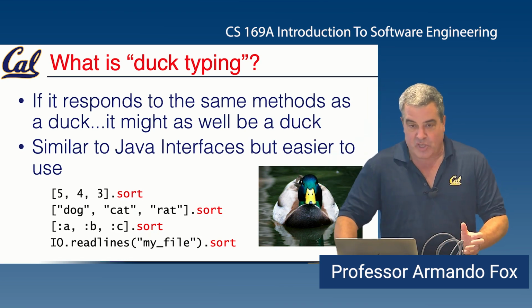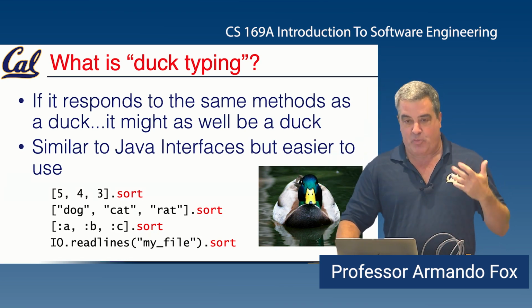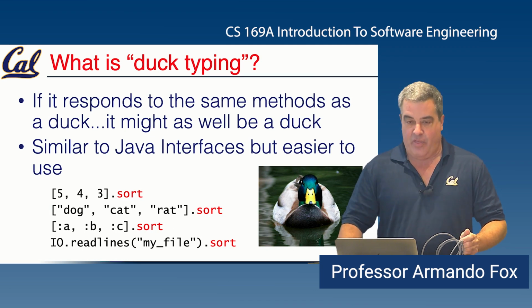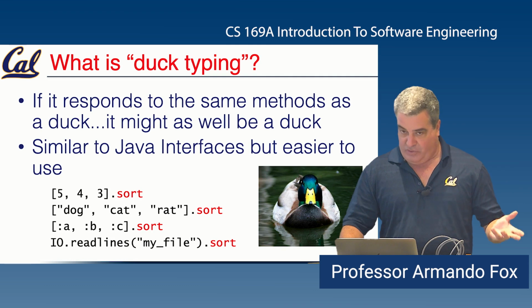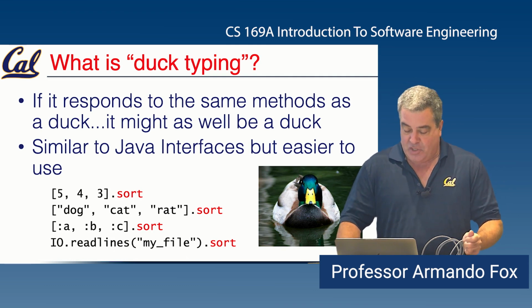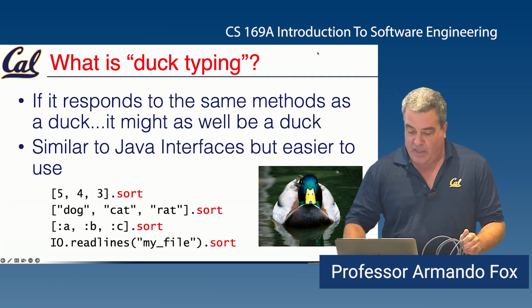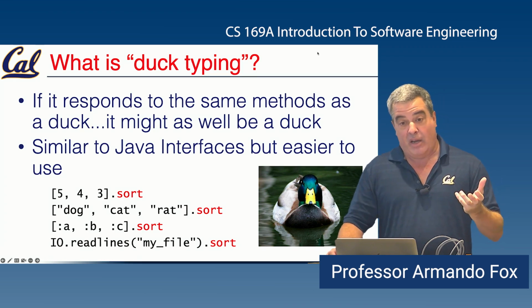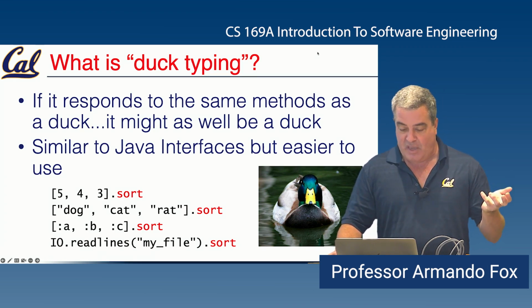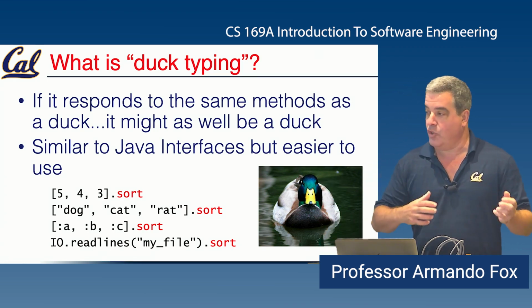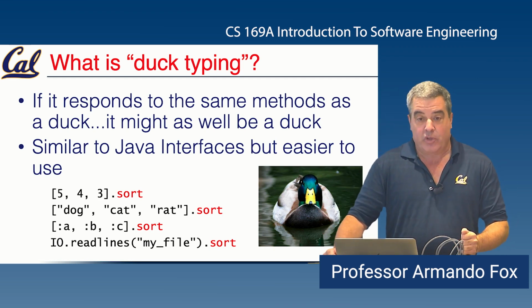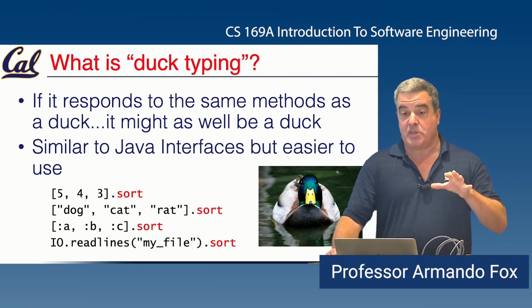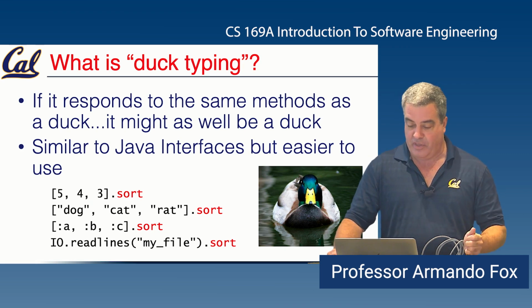And in case you've never heard this somewhat whimsical term, there's an expression, at least in American English, that if something looks like a duck, walks like a duck, and quacks like a duck, you might as well just call it a duck. So duck typing is the idea that if you have an object and that object responds to some of the same methods as some other kind of thing, you might as well call it that other kind of thing. You might as well say it's a duck. And if you're familiar with interfaces in Java, this is a similar concept, but I actually think that the Ruby version of this is easier to use.